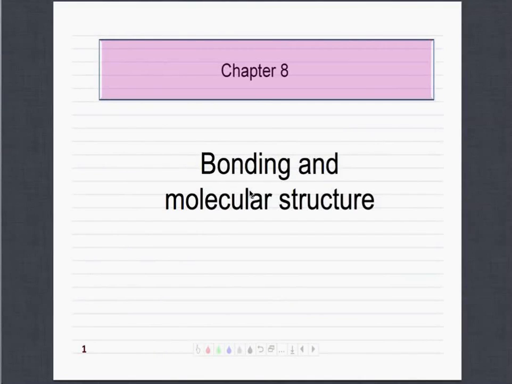Definitely we're gonna have class that day. Today we're gonna keep going with Lewis structure and then go to the VSEPR theory. So let's start with an i>clicker question.